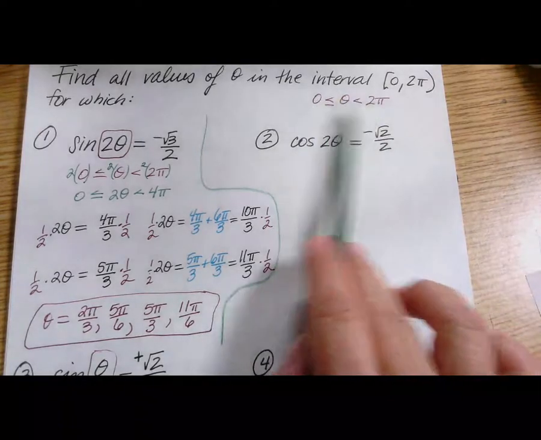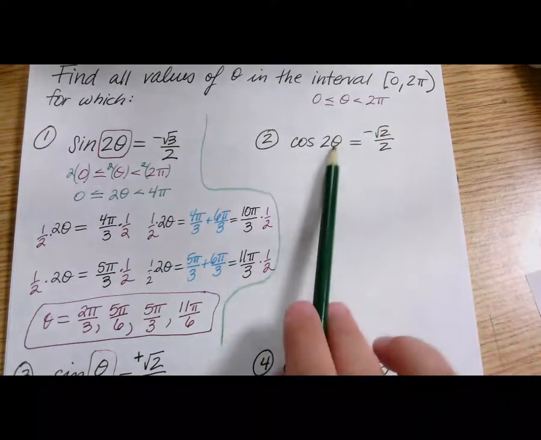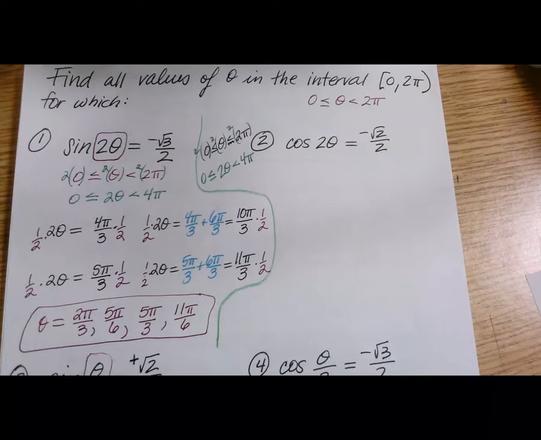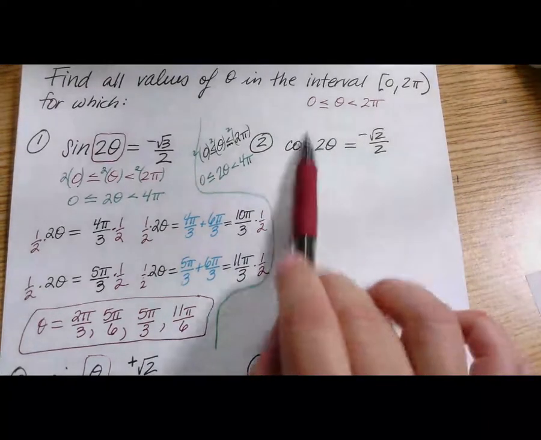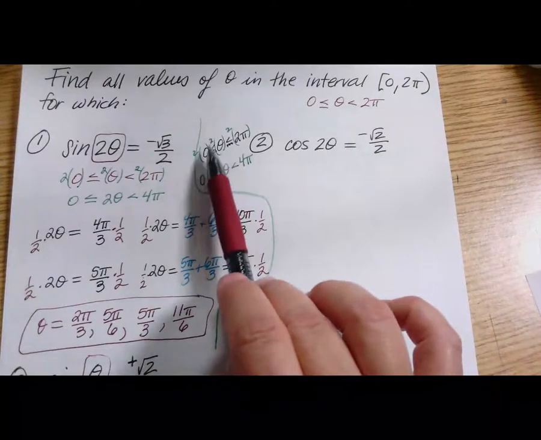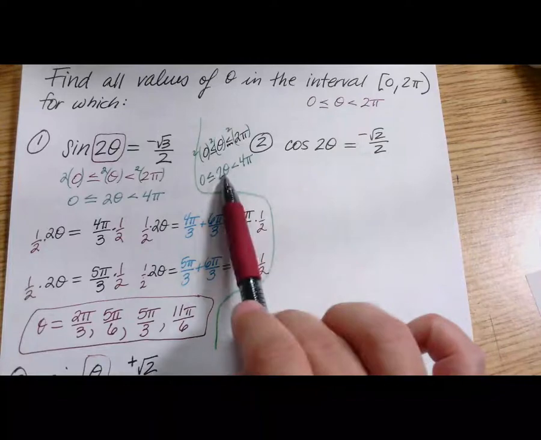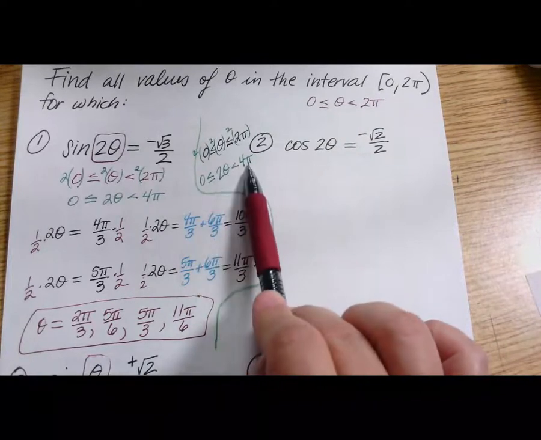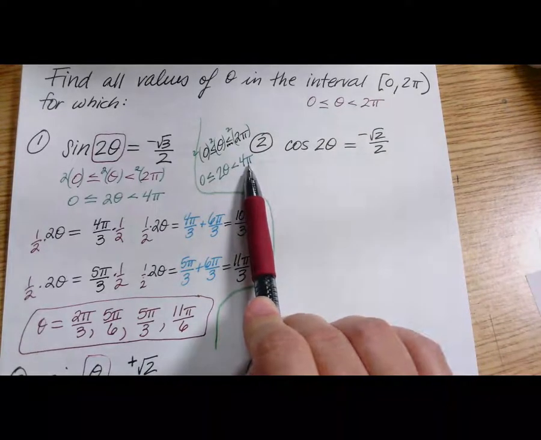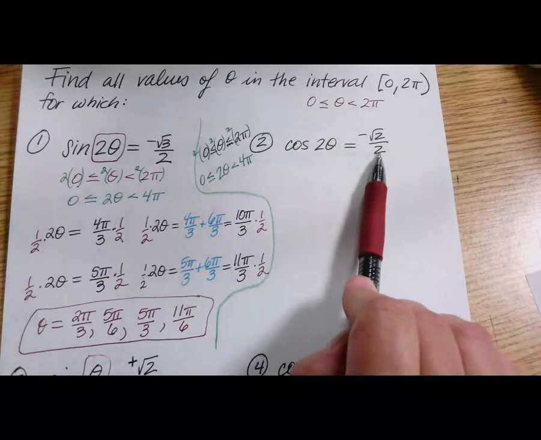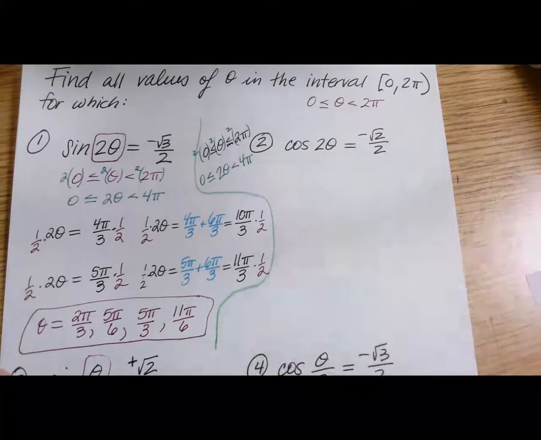Start out with this and take the coefficient of theta and multiply it through to see where you need to be looking for answers. Okay, so first thing I did here was say, if theta has to be between 0 and 2 pi, then let me take this coefficient and multiply through, and that means that 2 theta has to be between 0 and 4 pi. So we're looking for all the places between 0 and 4 pi that cosine has a value of negative root 2 over 2.